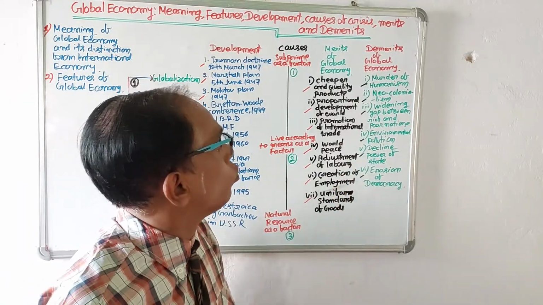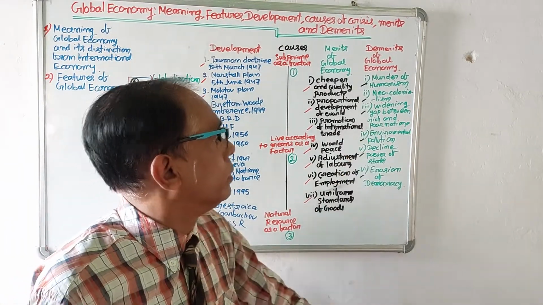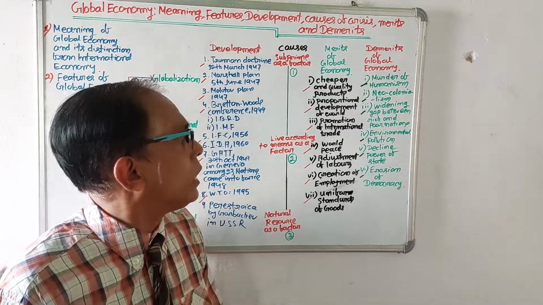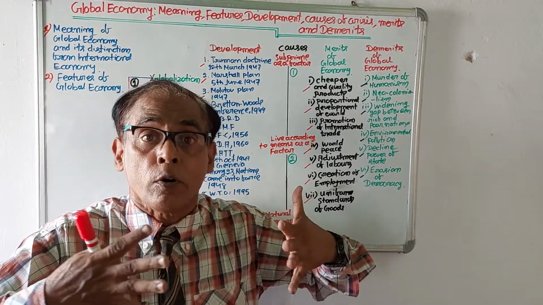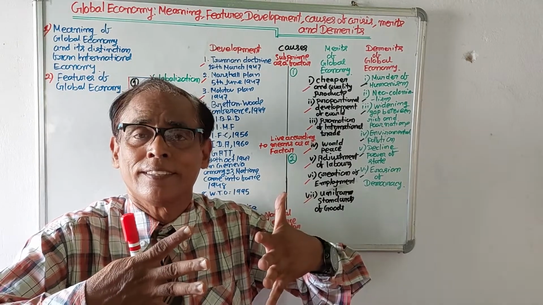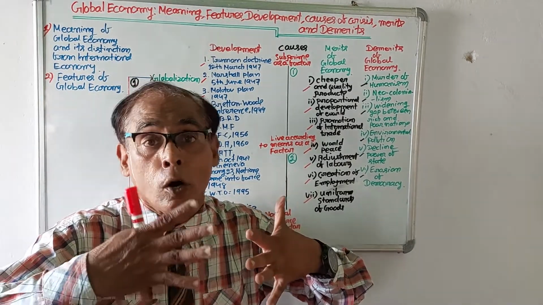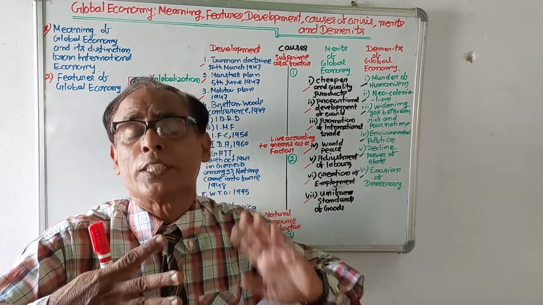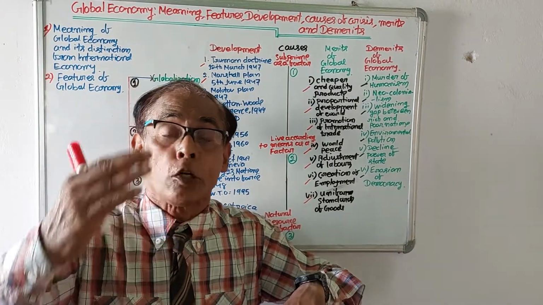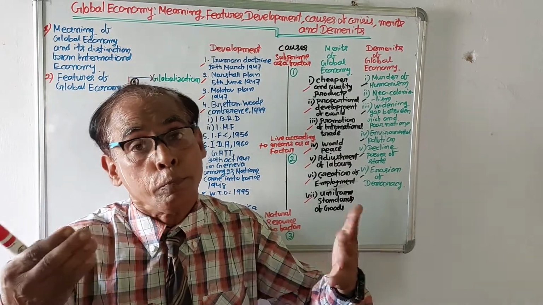Number three, widening gap between rich and poor nations. In global economy, there will be competition among rich and poor nations. So poor nations cannot compete with rich nations. So they will be out of competition. So rich nations will become richer and poor nations will become poorer.